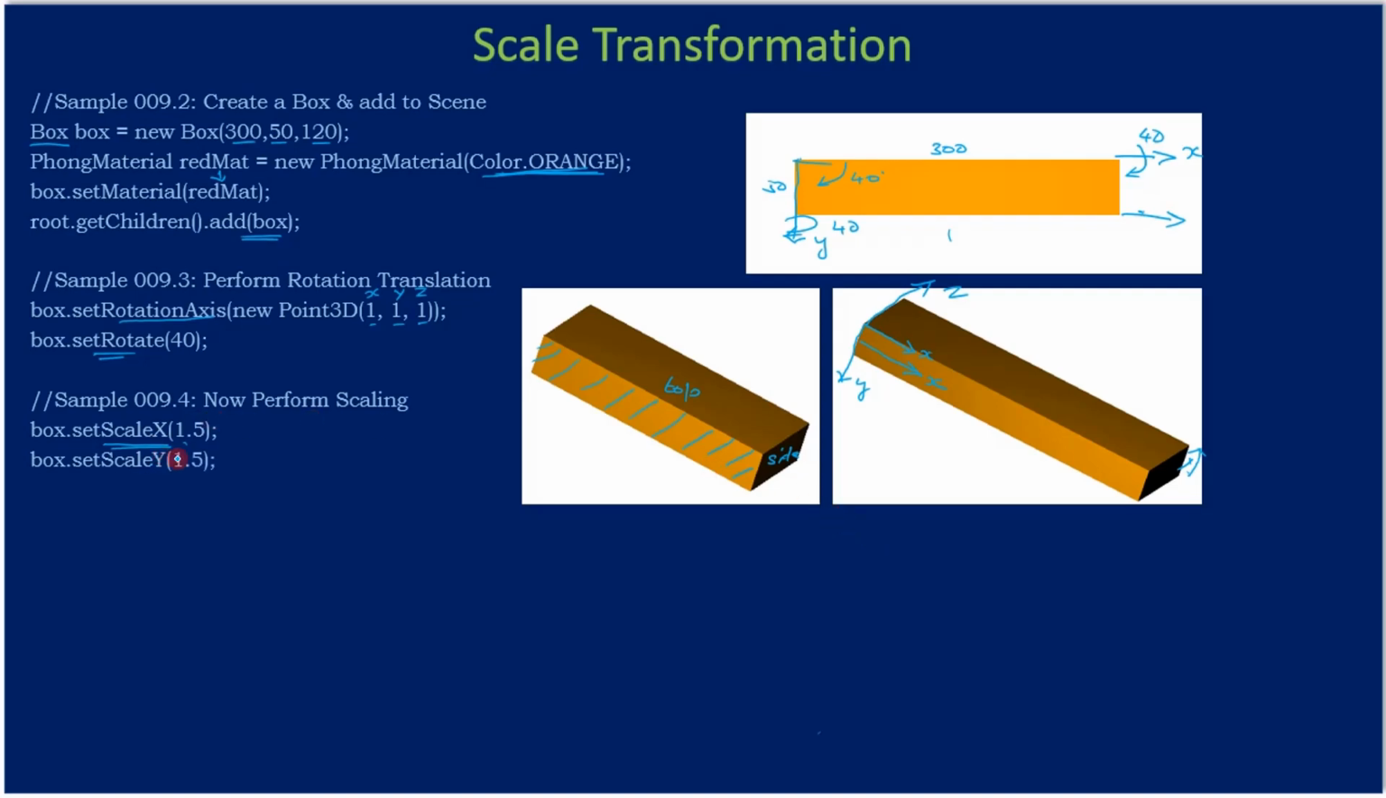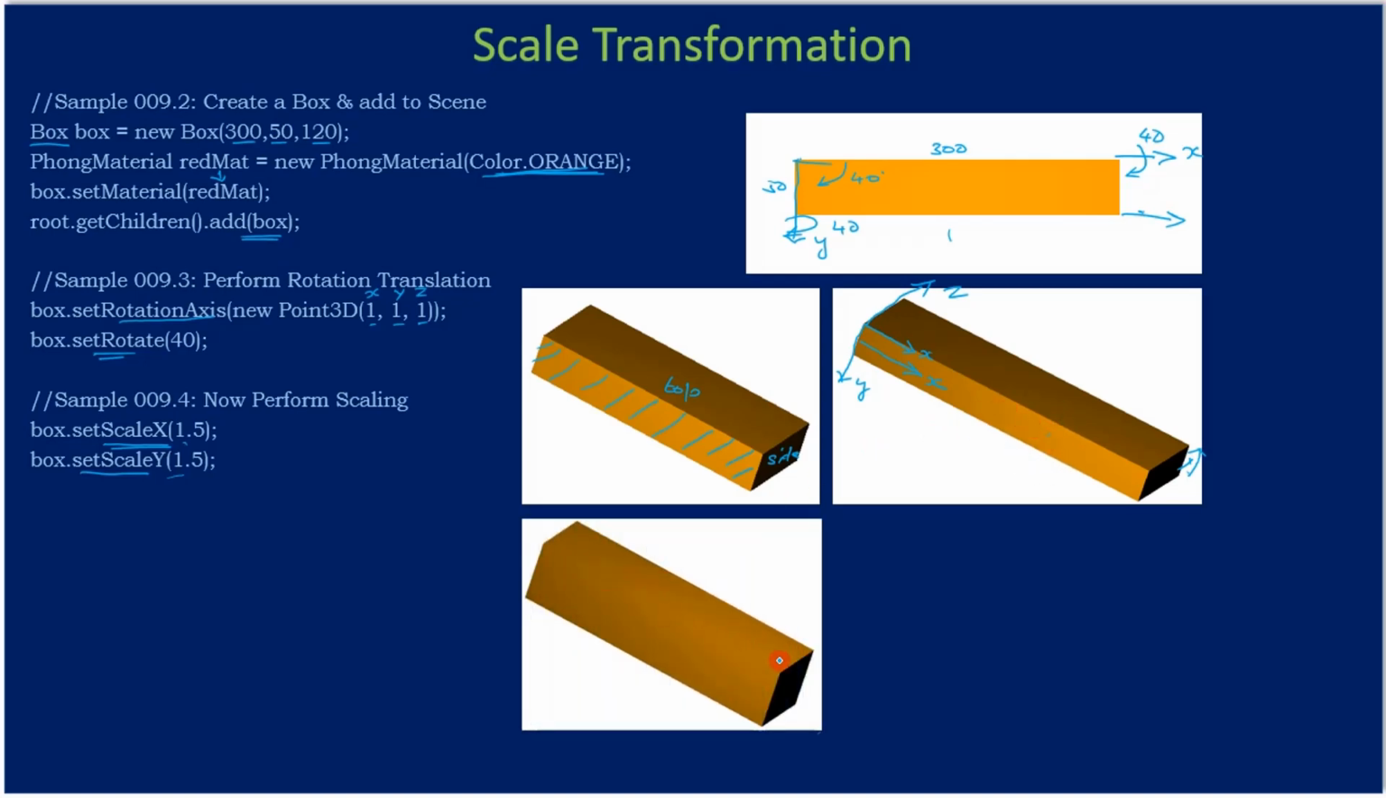Next, we set scale on Y axis and we are extending it to 1.5. So Y, if you see this one, this is the height of the box, and you can see the height got increased now. So this is the height, right? So in Y we specified the height and that got increased.